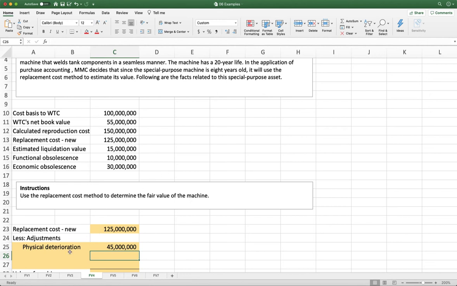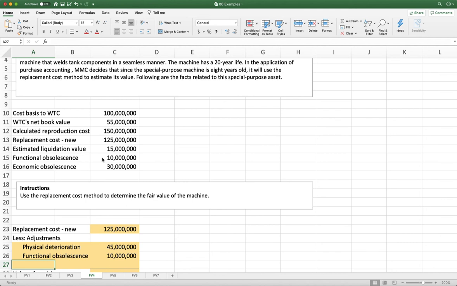So now we need to think about other factors that might make our item less desirable than the one that we could go out and buy new. Well, that's where those obsolescence are going to come in. Because remember, we don't have all the features of this new one. This new one has some sort of bells and whistles. Maybe it has a touch screen, whereas ours doesn't. And so we're going to have some functional obsolescence. Ours is less desirable because it doesn't have the new functions. So functional obsolescence, we're estimating it at $10 million.